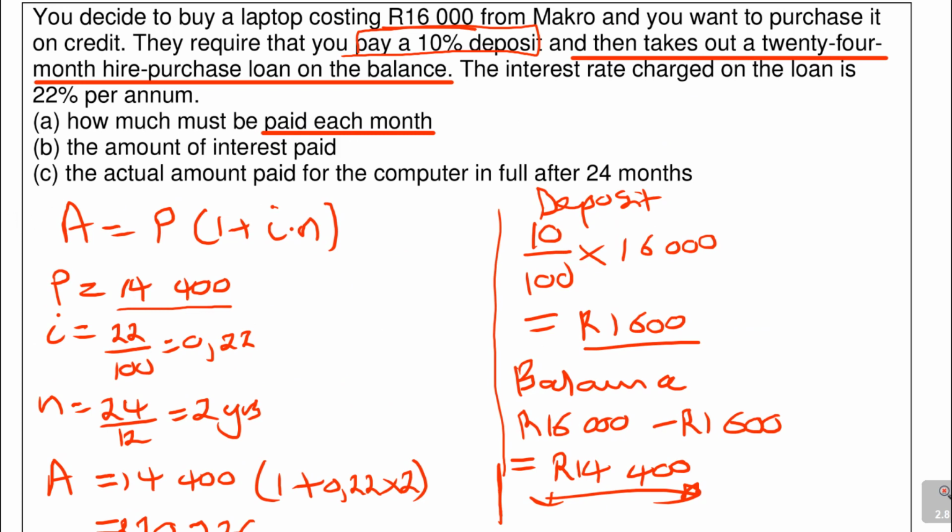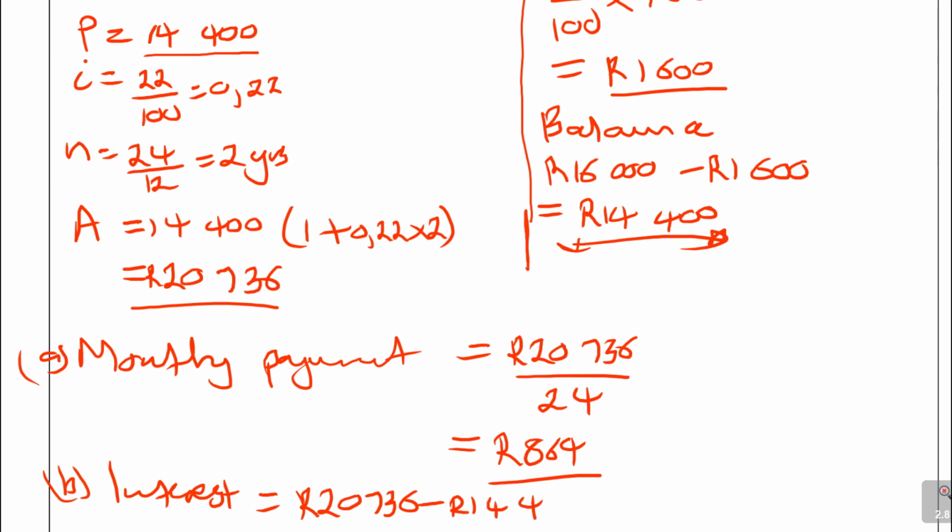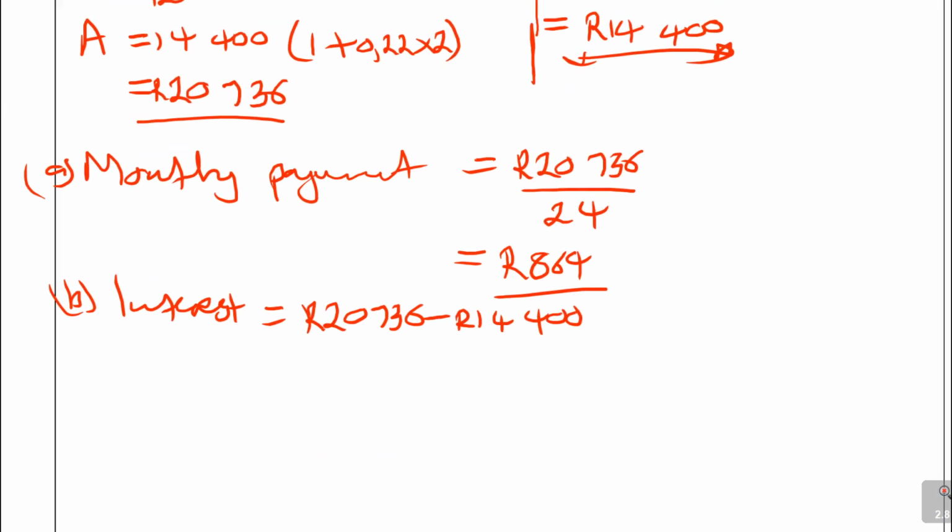And then they're saying the amount of interest paid. What interest are you going to pay? Now you know that you borrowed what, guys? You borrowed 14,400, but you paid what? 20,736. So this was A. Now B, their interest, the profit they made from you. You know what you do? You take that 20,736 minus 14,400.